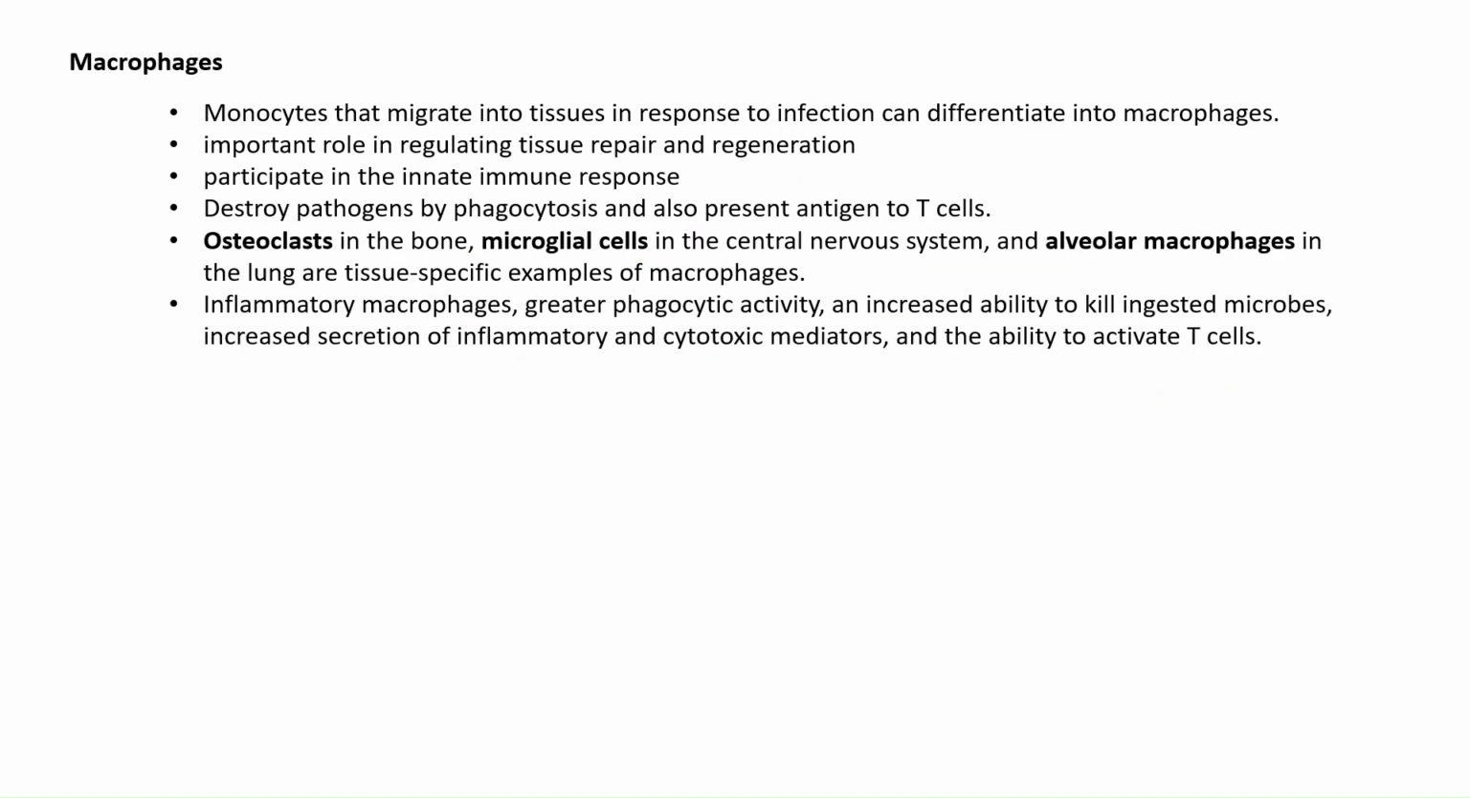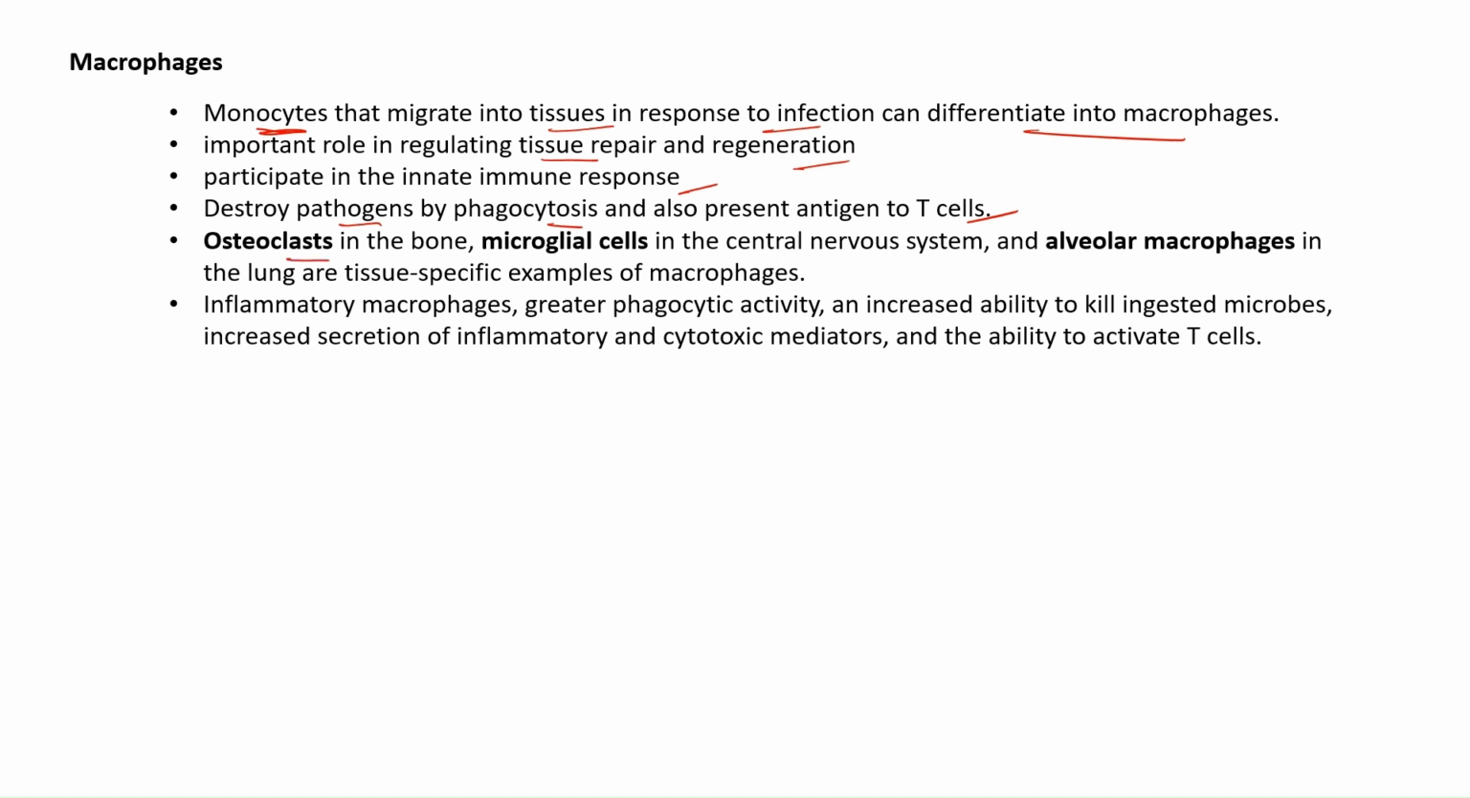Now coming to the macrophages. Macrophages, as we learned in the last slide, are the differentiated form of monocytes. So monocytes that migrate into the tissue in response to infection differentiate only into macrophages. The important role of macrophages is they help regulate tissue repair and regeneration. They participate in the innate immune response because these are the cells of innate immunity. Macrophages destroy pathogens by phagocytosis and present it to the T cells because these are antigen presenting cells. So what they do, they phagocytose, they digest, and some part of the antigen they present to the T cells.